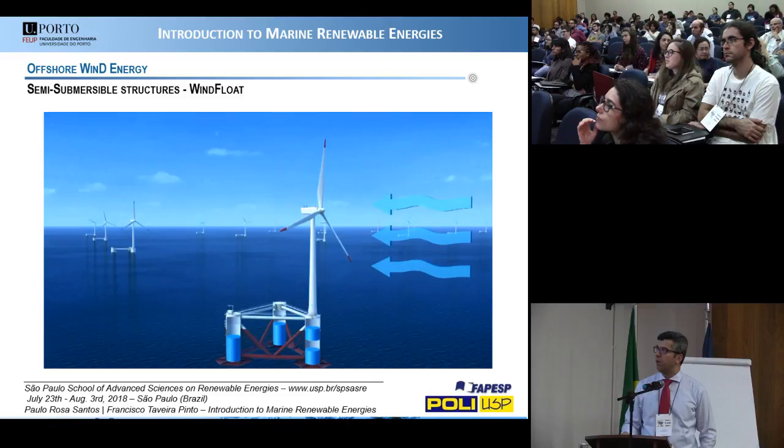These plates are to reduce the heave motion. And you can see the mooring cables and also the electrical cables that transport the energy to a substation and then to the shore.